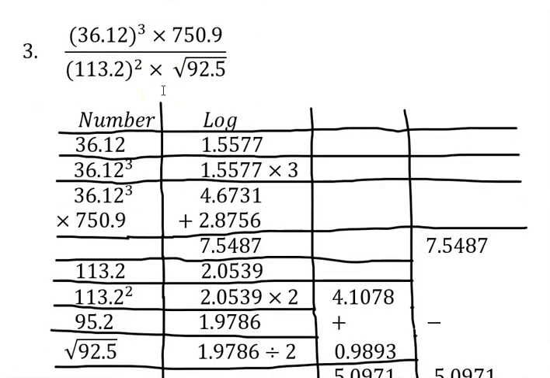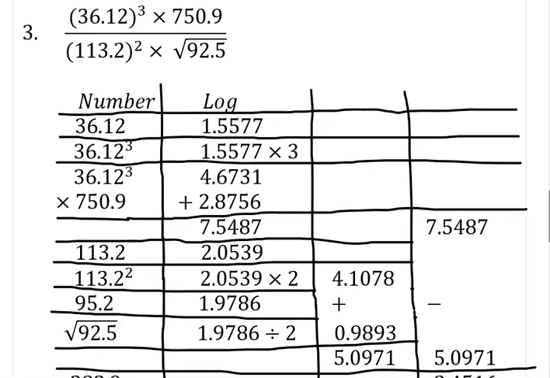So it says 36.12 raised to power 3 times 750.9 all over 113.2 raised to power 2 times the square root of 92.5. So we take it one after the other. So don't look at it that the question is this way. One after the other will get what we want.